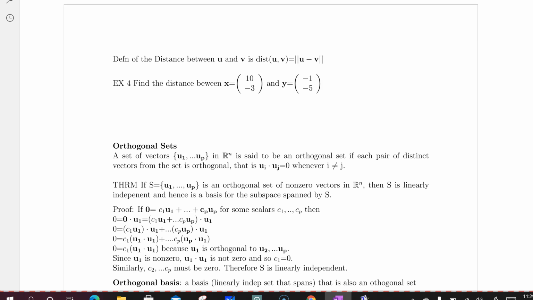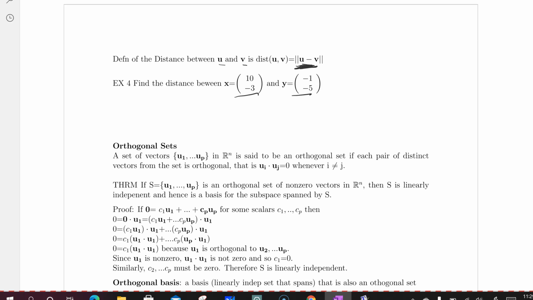All right, so if I'm trying to find the distance between two vectors, it is defined as the length of the vector u minus v. So first find u minus v, then take the length of it.